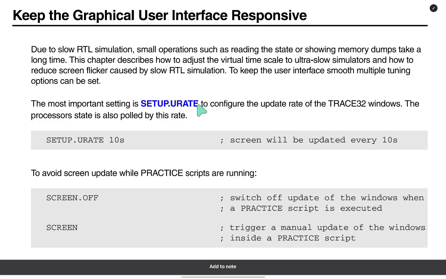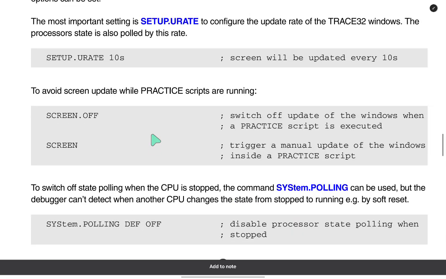Setup.urate configures the update rate of the trajectory windows; the processor's state is also polled at this rate. Setup.urate 10 seconds: the screen will be updated every 10 seconds. To avoid screen updates while the PRACTICE scripts are running, switch off the state of the windows when a PRACTICE script is executed. Screen.update triggers a manual update of the windows inside the PRACTICE script.